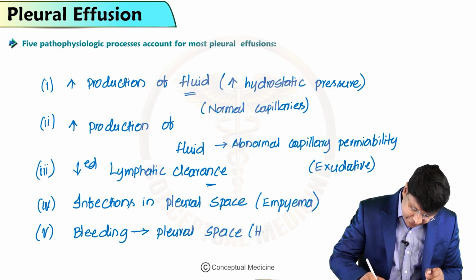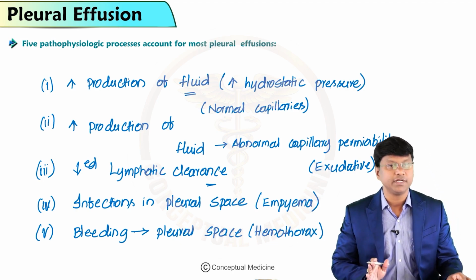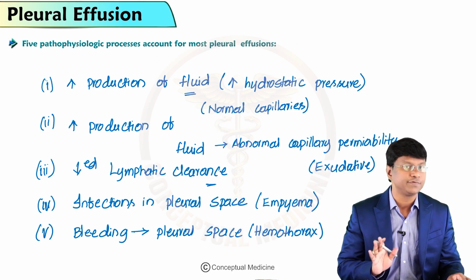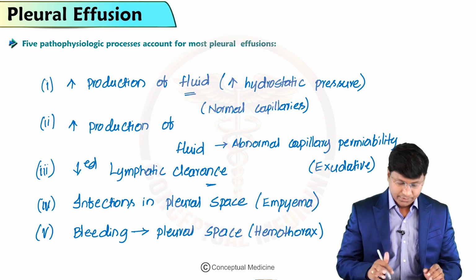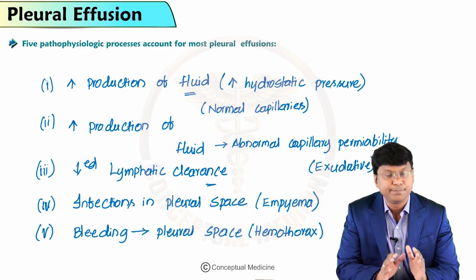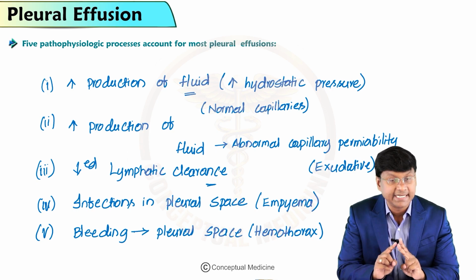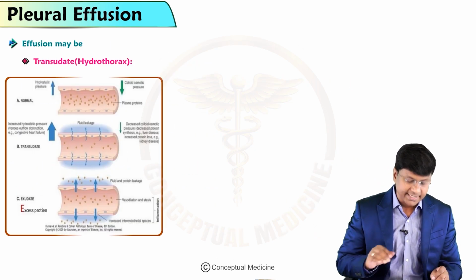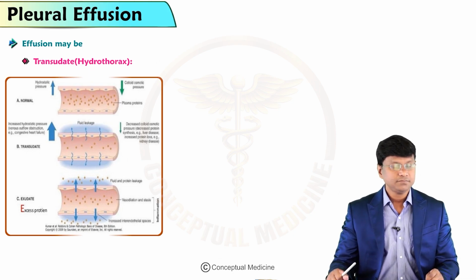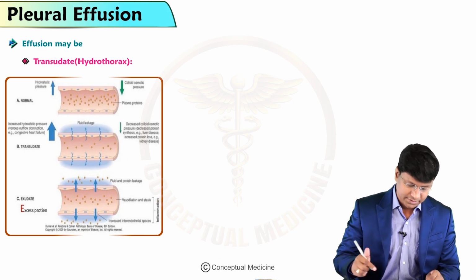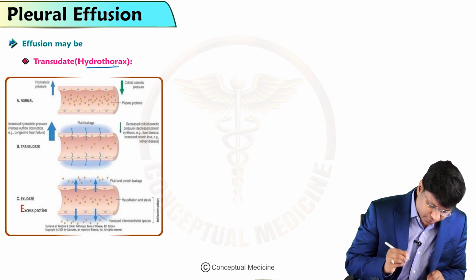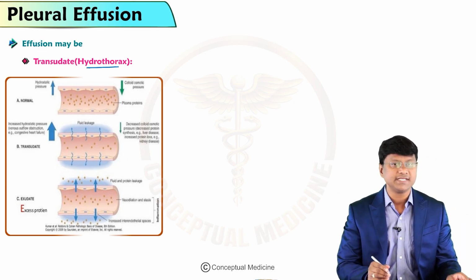So these are the various pathophysiological processes which will contribute to the development of the pleural effusion. These are the 5 pathophysiological processes. Now, let me tell you that the pleural effusion is of 2 types: exudative and transudative. Transudative type of pleural effusion is also called hydrothorax.